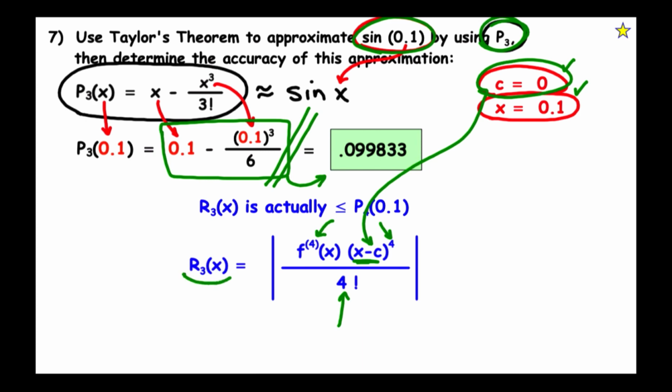This is the remainder, which is the error. The error is actually going to be less than or equal to the first neglected term, which is what I have in the fraction there inside absolute value. Let me go to another slide and continue my explanation. Hopefully this is not losing anybody quite yet.